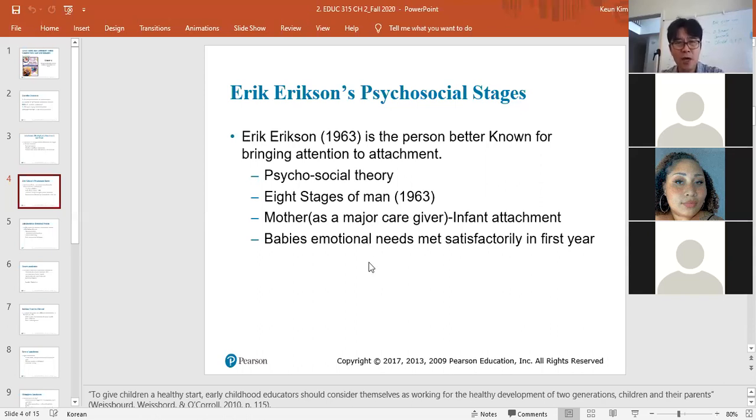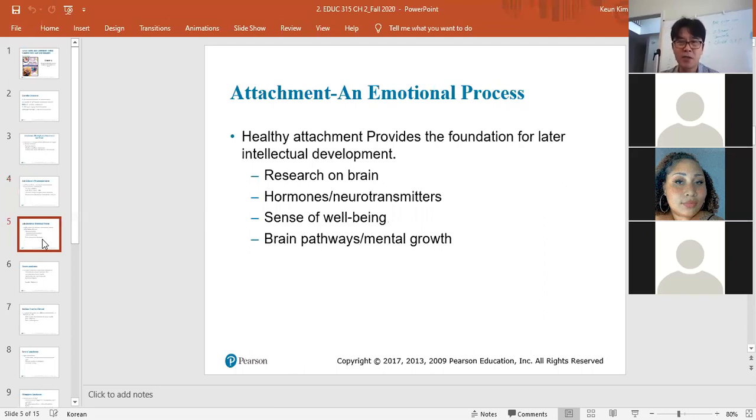So back to Erikson's psychosocial stages. Mother and infant attachment, and babies' satisfaction in the first year. Based on this concept, he started with this theory. Again, attachment is an emotional process, not a physical one. However, this emotional process is also gained from physical touch.